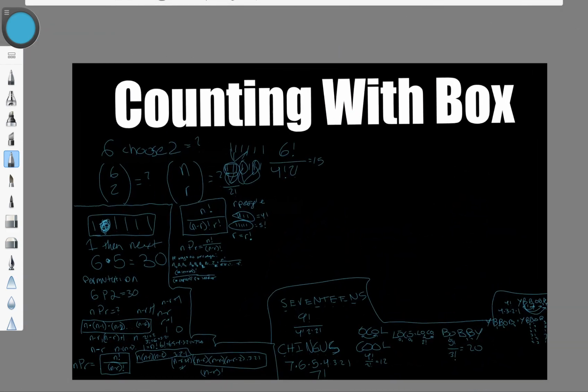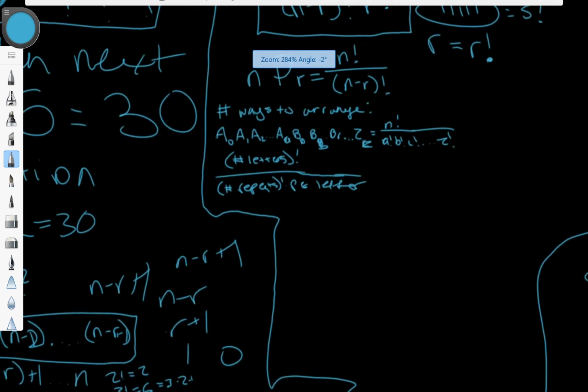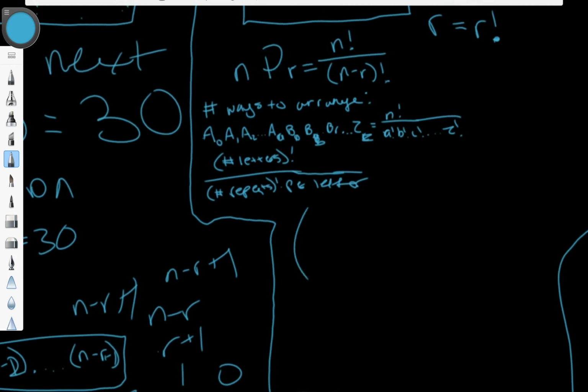This was counting with box. Very important episode. Let me write the choose one as well. And n choose r is equal to n factorial over n minus r factorial times r factorial. There we go.